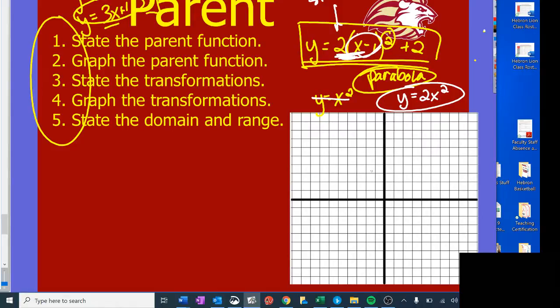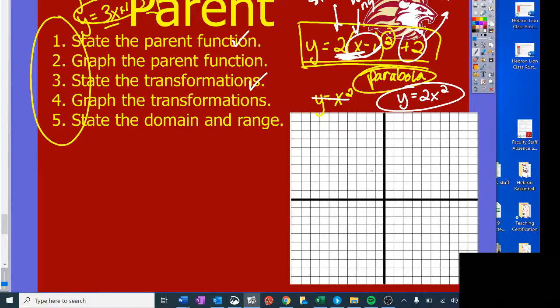The minus 1 tells me that it's going to be a horizontal shift, which just means that it's going to go opposite because it's on the inside. So this is going to go right 1. And the outside, which is plus 2, tells me that it goes up 2. So saying that already crosses off step 3, and I've already got step 1 done.